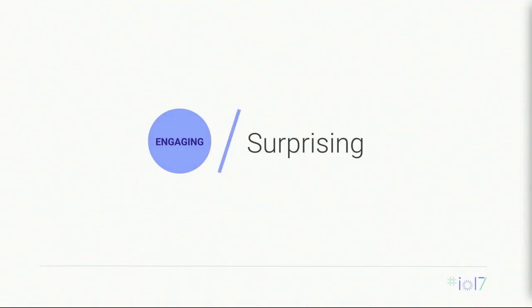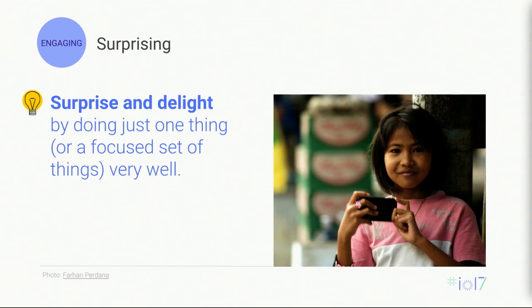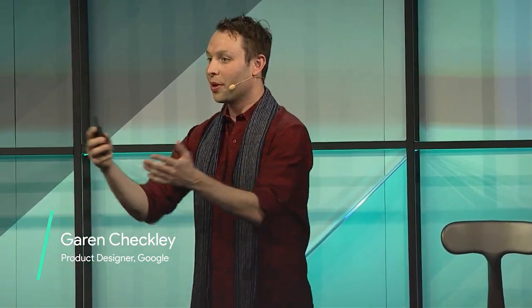And our last component for the engaging bucket is surprising. This is the one that's the most nebulous. What we strongly recommend is to surprise and delight by doing one thing or just a focused set of things very, very well. It's really easy to think of emerging markets, to think of new internet users as having a lower tolerance or being less savvy, and that's absolutely wrong. Just because they're new to the internet does not mean they're new to life, does not mean they're willing to settle for less. They've got different mental models, different desires, but they also want great experiences.